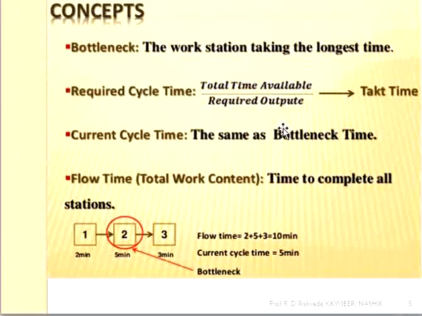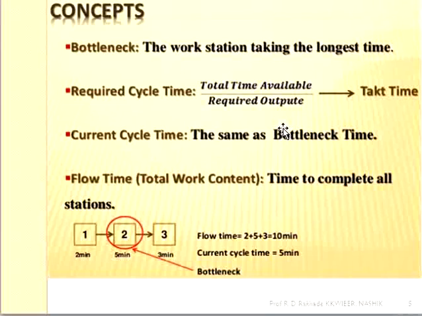Then some terminology used in assembly line balancing. First, bottleneck: the workstation taking the longest time. There is a difference between a workstation and an activity, event or task in the cycle. A workstation may have more than one or two tasks. So our ultimate objective is to identify the bottleneck, meaning the longest time required for a workstation, and if possible minimize that.